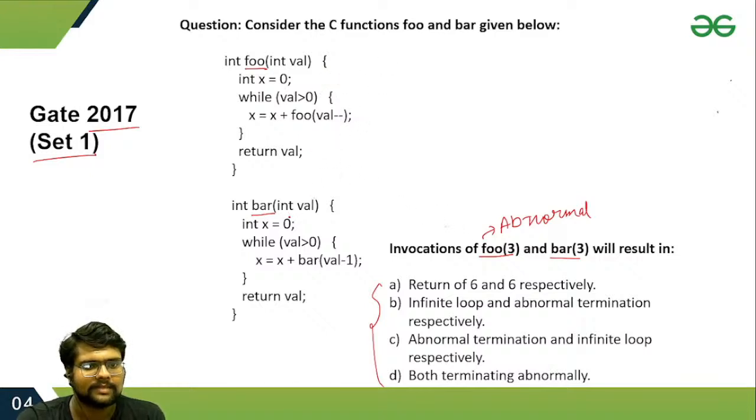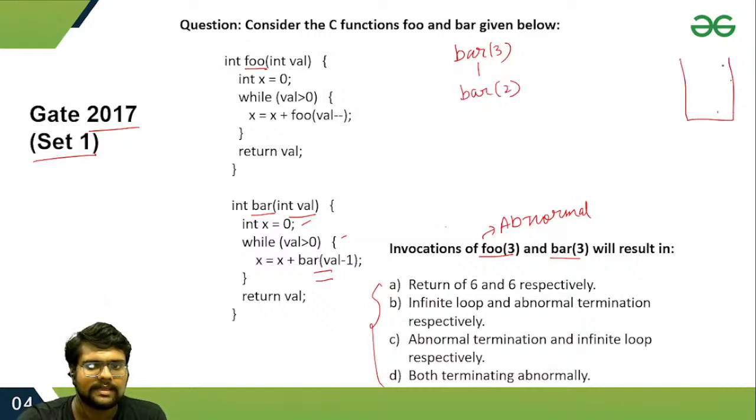In the bar function we are passing a value in. So bar of 3 is there. X is 0, val is greater than 0. Now we are passing bar of 2. So if we draw a stack here, then bar of 3 will be there, in that bar of 2 will be there. Now bar of 2 will call bar of 1, so bar of 1 will be there.